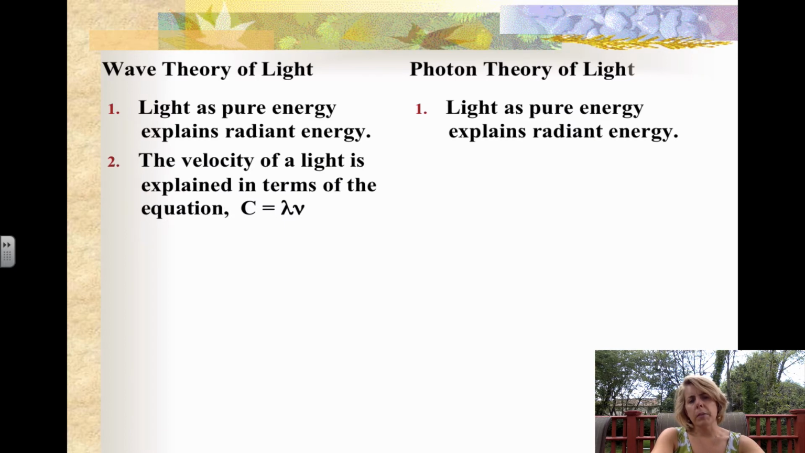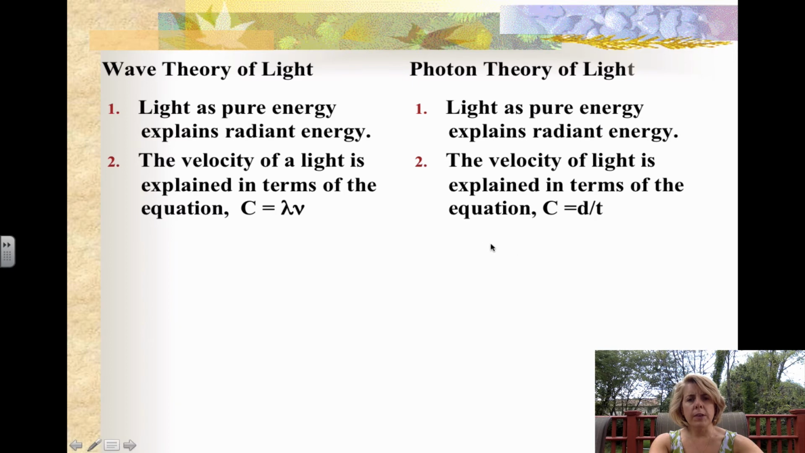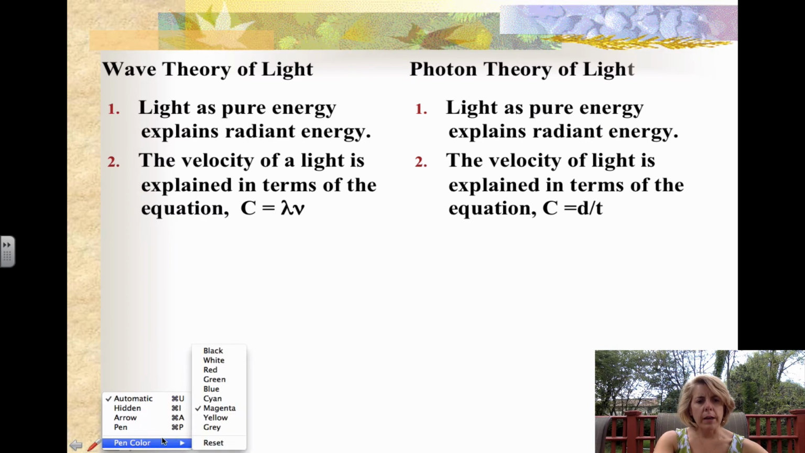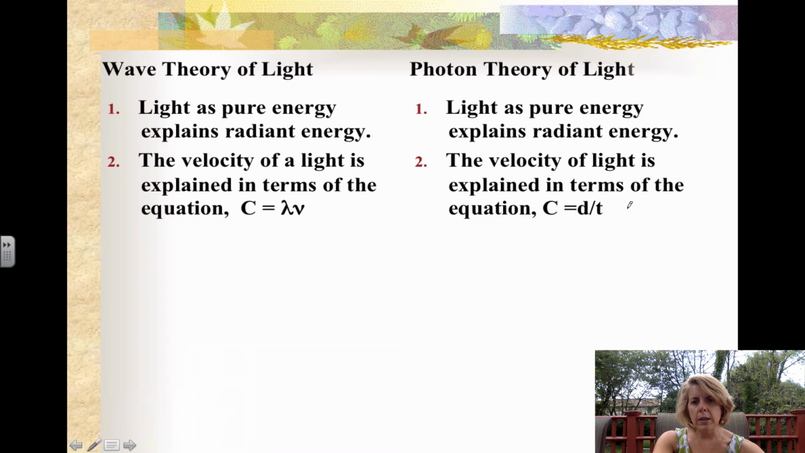For wave theory, we're talking about velocity, and we're looking at the speed of light once again. And remember, I told you the speed of light stays the same. The only time it changes is if it goes through a medium. So if it goes through air or if it goes through water, we're talking about a different speed. Now the difference here is, look at how with photons we're actually looking at d over t. So d equals distance, and t equals time. So it's a slightly different calculation.